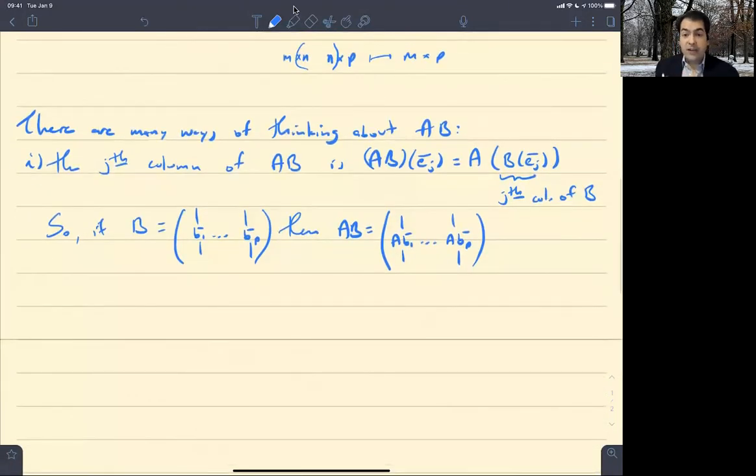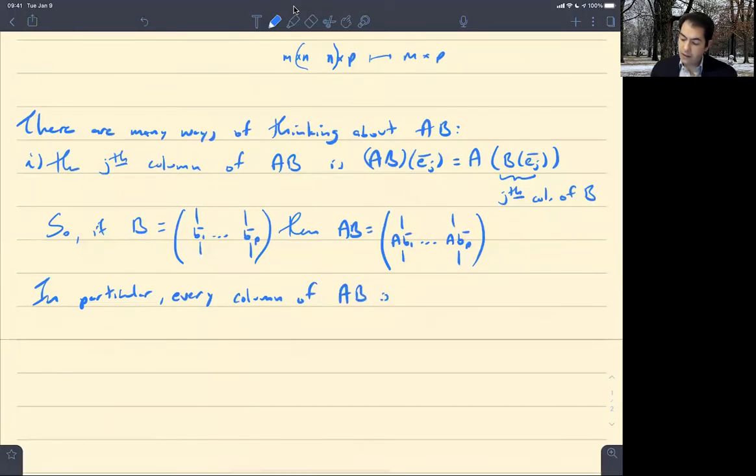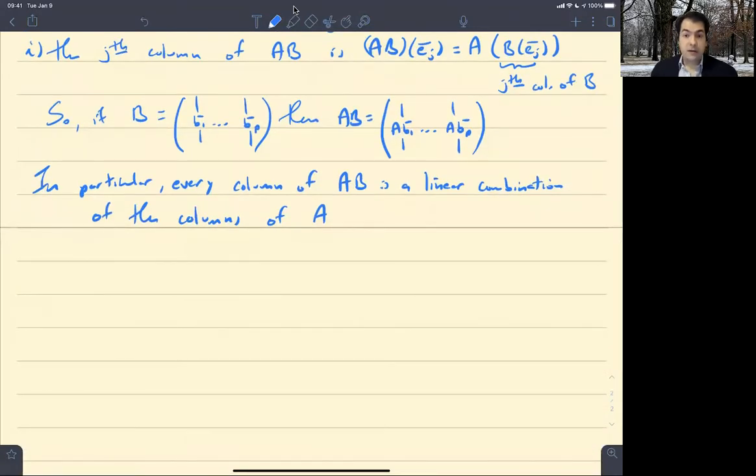Now remember that matrix vector multiplication is taking a linear combination of the columns of the matrix where the coefficients are the coordinates of the vector. So from here, we see that in particular, every column of A times B is a linear combination of the columns of A. So the first column of A times B is the linear combination of the columns of A, where you use the entries of b1 as the coefficients, and so on with all of the other columns. Okay, so that's the first way of thinking about this matrix-matrix product.